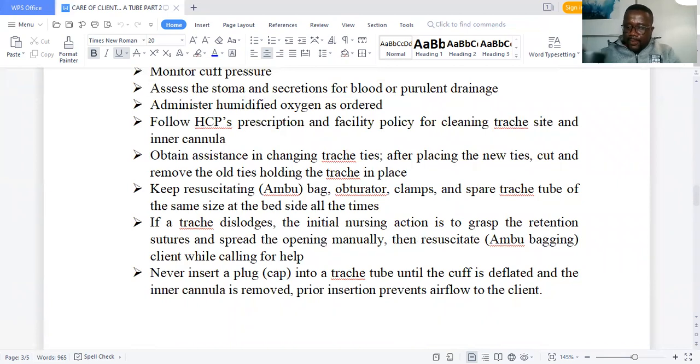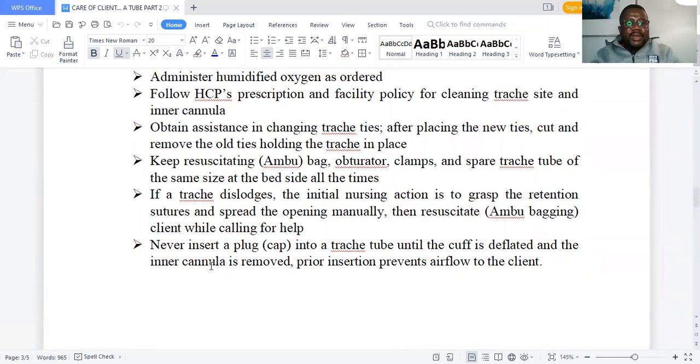Yes. You have to grasp the retention sutures and spread them open. Resuscitate, okay, ventilate, then call for help. Never insert a plug or a cap into a trach tube until the cuff is deflated and the inner cannula removed. You don't do that.